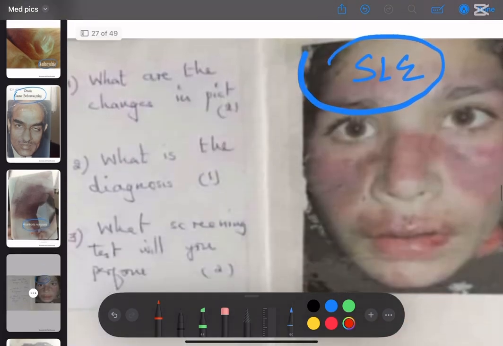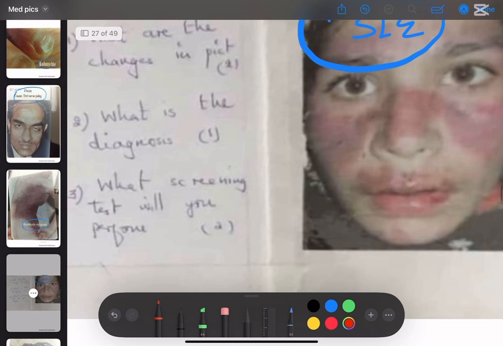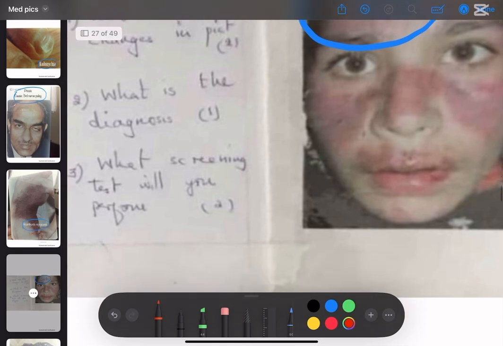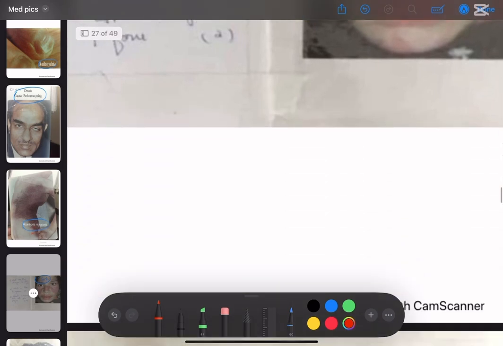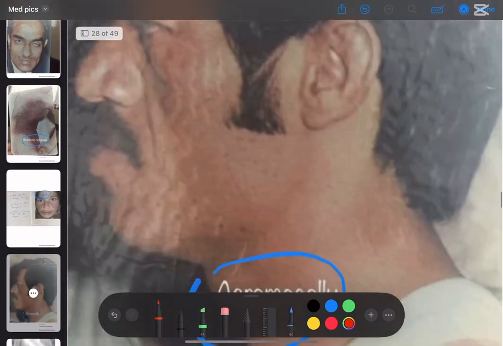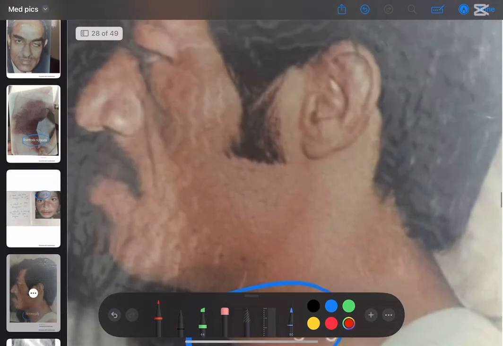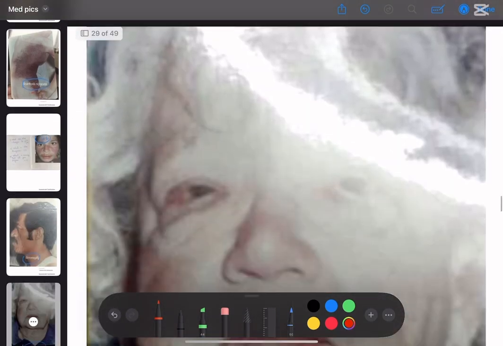This is SLE, this is the butterfly rash, and we have discussed it, right? What are the changes in the picture? So this is the rash, what is the diagnosis, it is SLE, and what screening tests will you perform? So these are ANA, antiphospholipid antibody, double-stranded DNA, and C-reactive protein. All these tests are done in case of SLE. This is acromegaly, we have discussed this case.